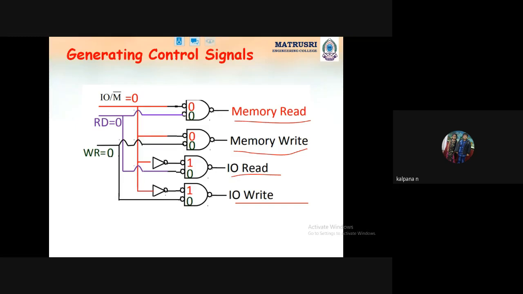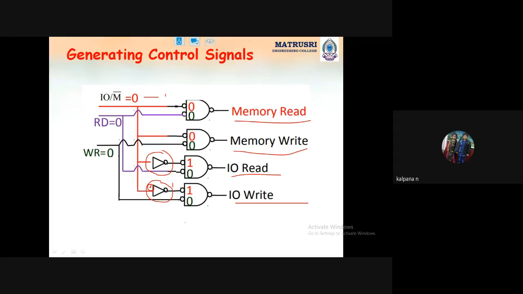Why have we connected this NOT? Because the signal is always 0. Now, in order to perform the IO operations, we need to make this 0 as 1. So how can we make 0 as 1? NOT gate: whatever the input is, the output will be the opposite. So the input for this NOT gate is 0 and the output is 1. That's why here we have connected a NOT gate.